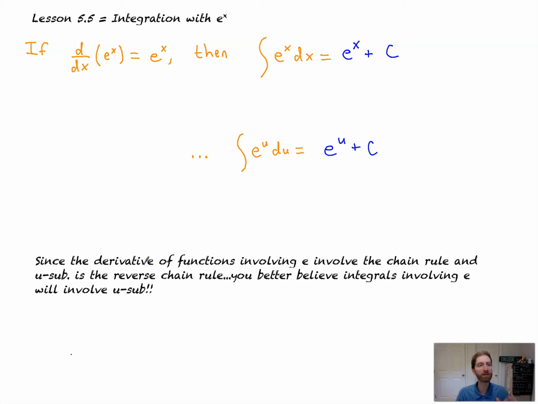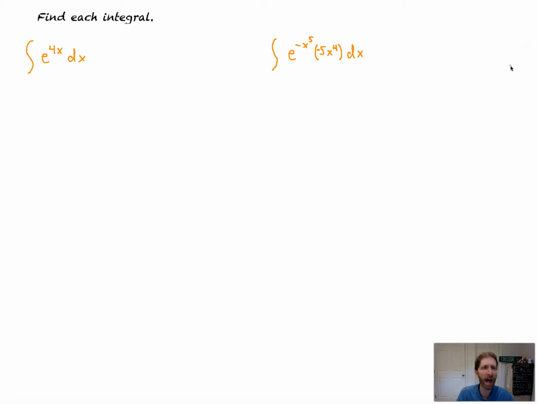So another piece of information to have in the forefront of your mind when you're integrating with e to the x is, since the derivative of functions involving e involves the chain rule and u-substitution, and integration is the reverse of that, you better believe that integrals are going to involve u-substitution. So what I'm saying here is the chain rule comes out with e to the stuff, d stuff. And the reverse chain rule is u-substitution. So if we're reversing differentiation, we're going to be using a lot of u-sub. And that's the case, a lot of u-sub here.